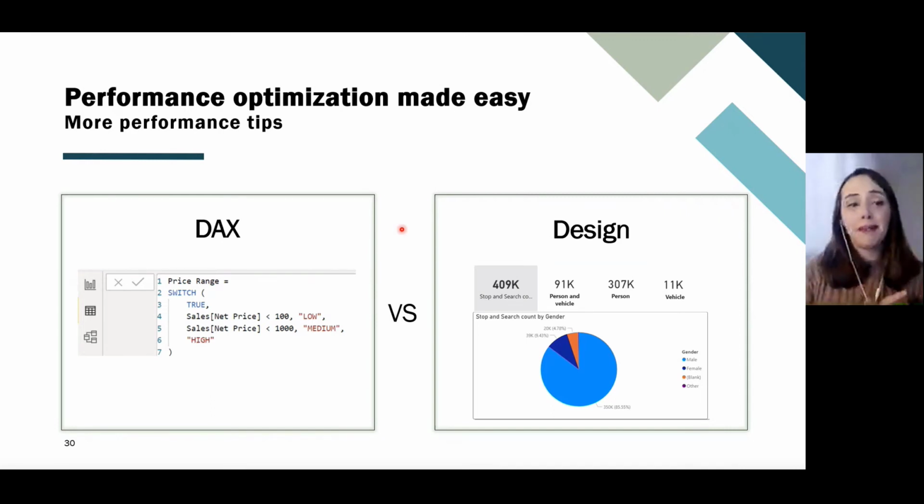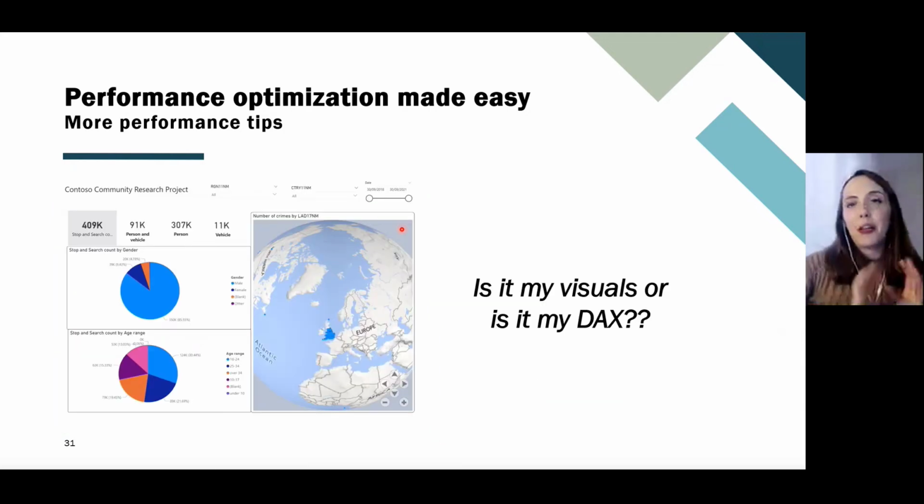It's either your DAX, your DAX measures, that is not very good, or it is your design that is not very good either. Or it can be both, which happens more times than it should, probably. So your main question is: is it my visuals or is it my DAX? Am I doing something wrong with my DAX?